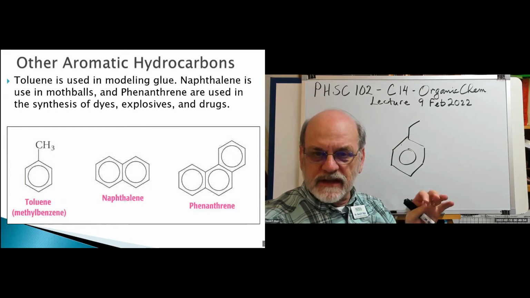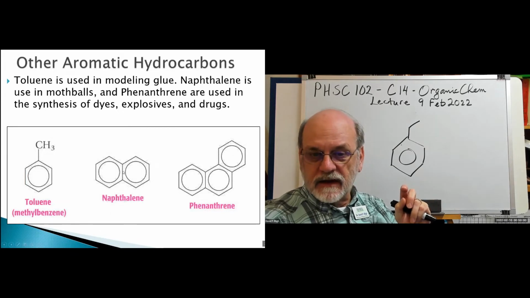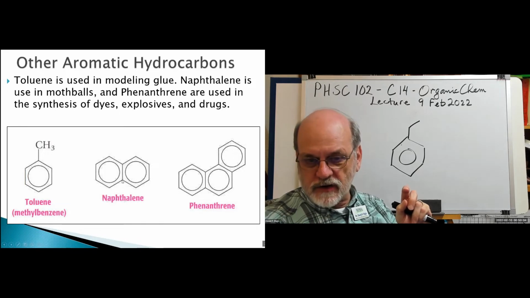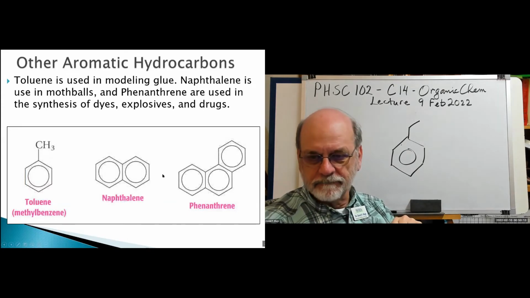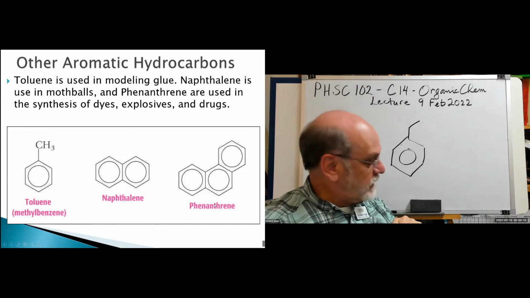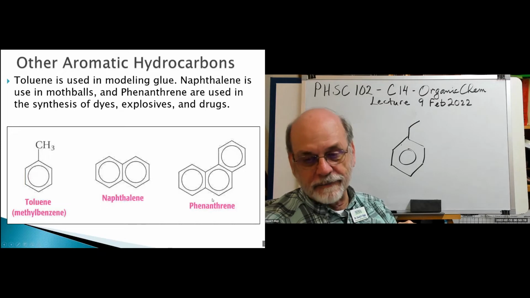Sometimes we can get these benzene rings to fuse together, right? So naphthalene is a fused double benzene ring. It shares this carbon here and this carbon here between the 2 rings. So we have a benzene ring here and a benzene ring here. Phenanthrene is another example where you have 3 fused rings like that.